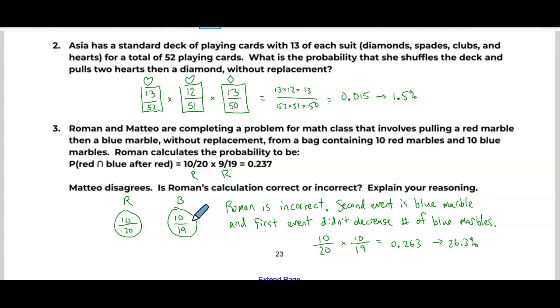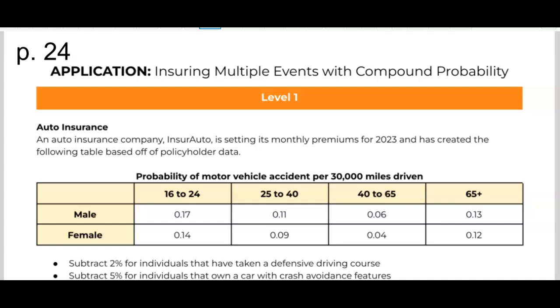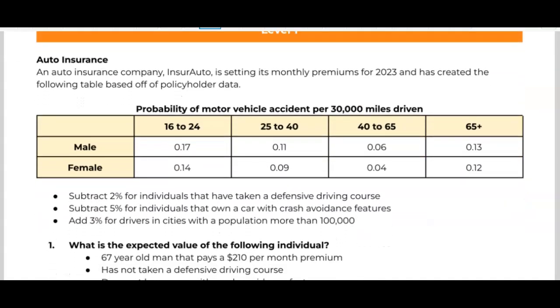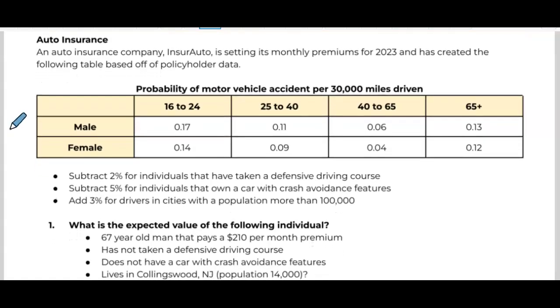All right, so let's go on to the next page and look at a few insurance applications of this. An auto insurance company, Insure Auto, is setting its monthly premiums and has created the following table based off of data they've collected. So you can see all of these probabilities for accidents per 30,000 miles driven.